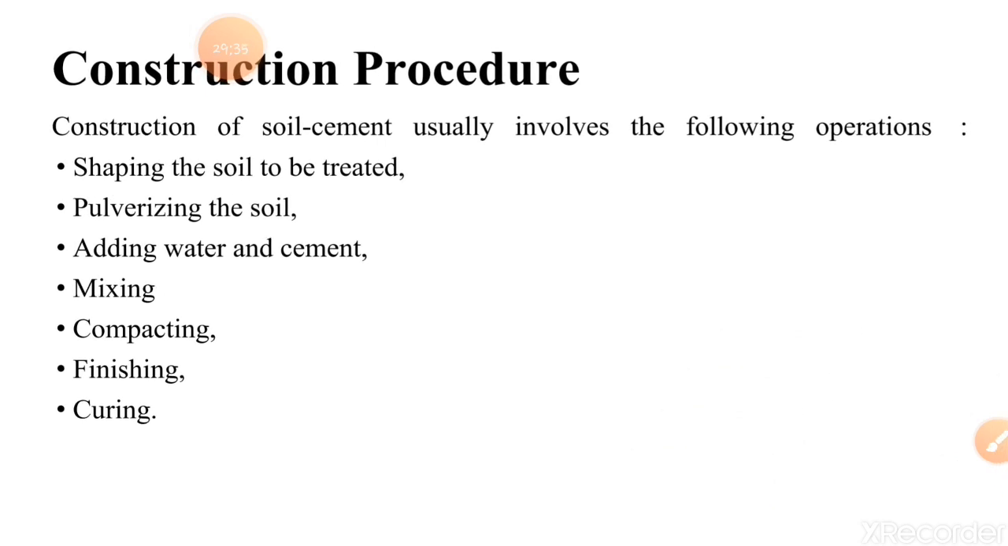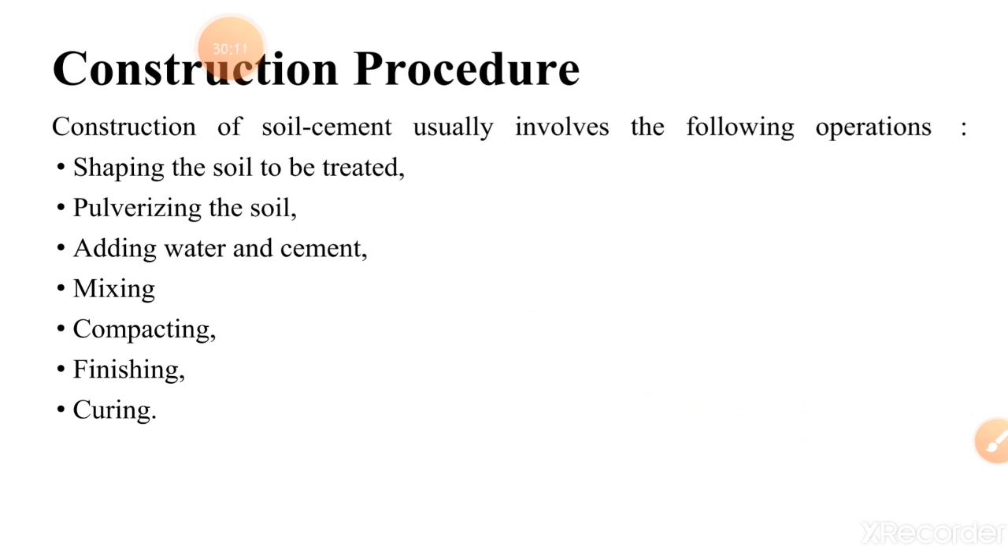The construction procedure for soil cement stabilization is as follows. First step always is the shaping of the soil to be treated. We have to mark the boundary where soil cement stabilization is required. If it is a single lane, it will be around 3 to 3.5 meters. If it is a double lane road, 7 to 7.5 meters. A margin of 1 meter extra has to be kept so that later we can trim it to the required width. That's why the first step of construction is always shaping the soil to be treated.